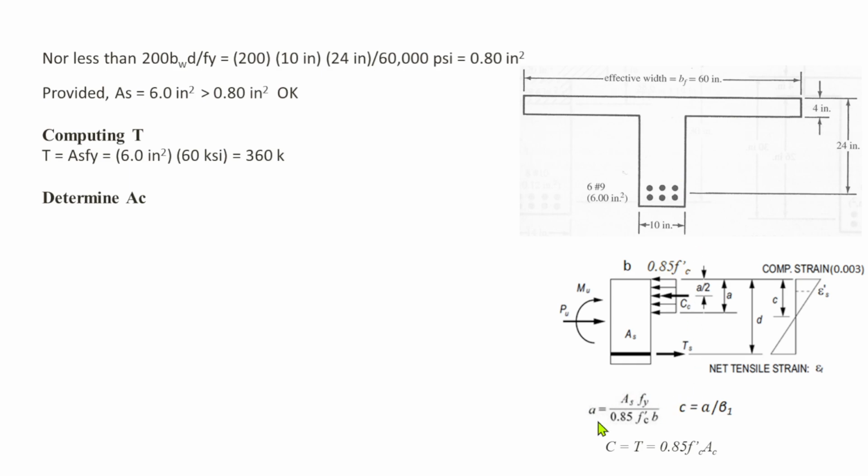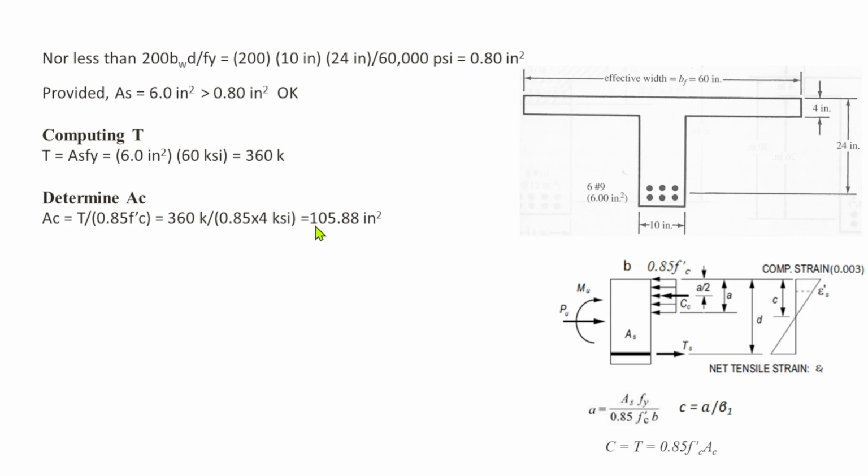That's why in this equation, we convert the area of the concrete to EC. So we will find out the EC, then later on we will compare the area of the flange. So here in our equation, effective compressive area is equal to T over 0.85 strength of concrete. So we have 360, we have already determined that one, over 0.85 times 4 KSI, strength of concrete.